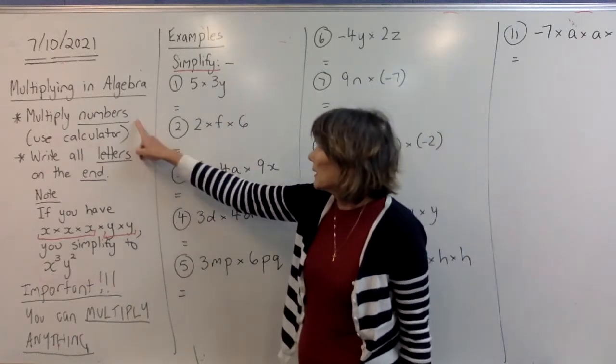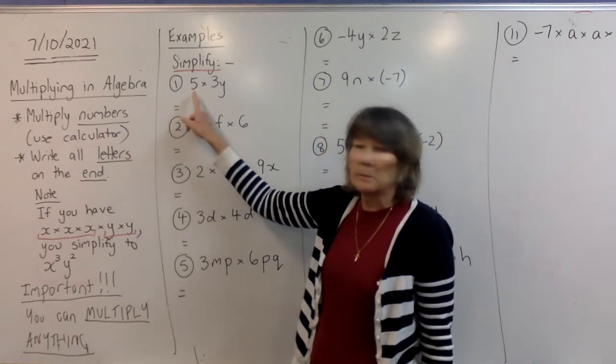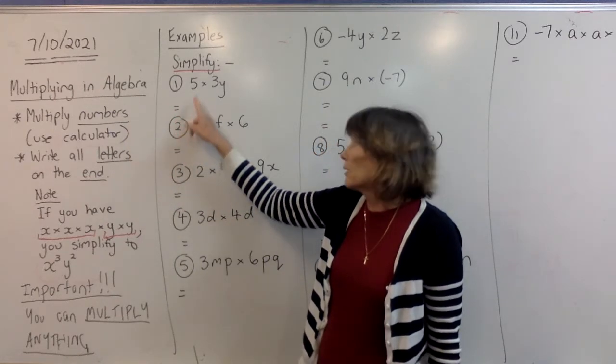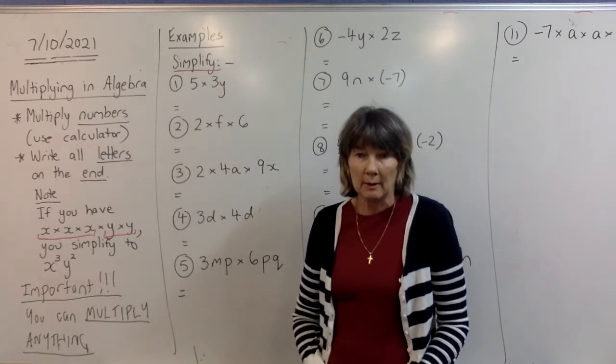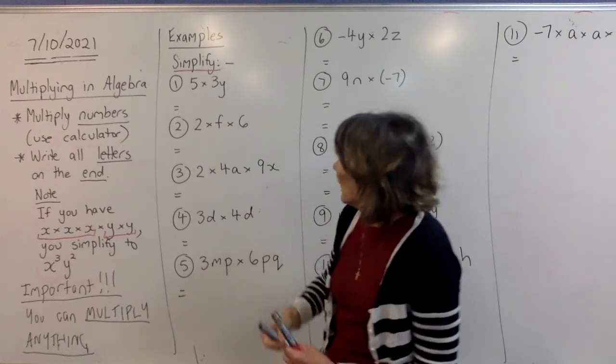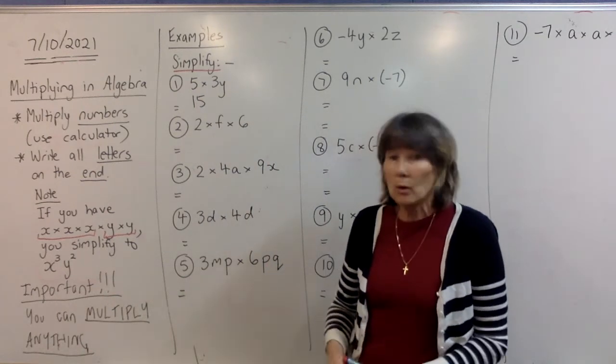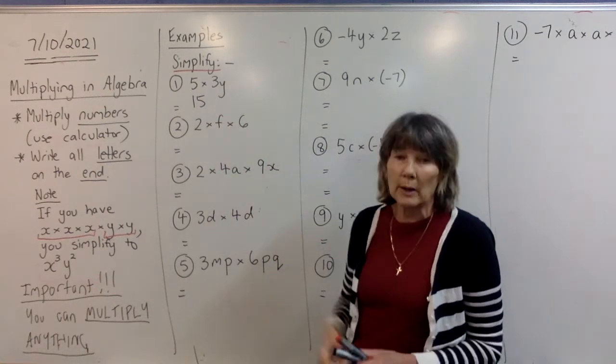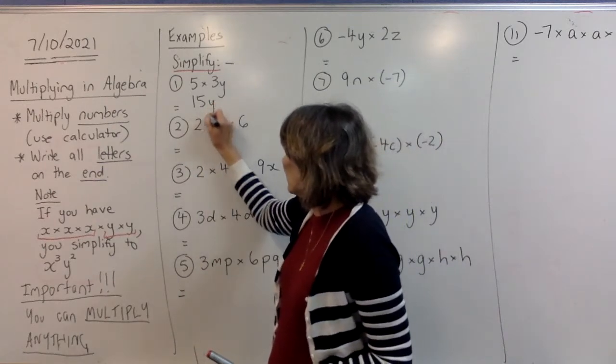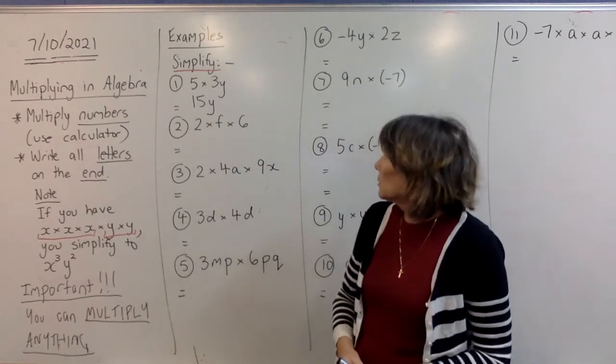Alright, so let's do what we said over here. We're going to multiply our numbers. So on your calculator you're going to do 5 times 3. And when you do that you're going to get an answer of 15, and we're going to write it down. Then we write all the letters on the end. And we've only got one letter, y, so we're going to write it on the end. That's your answer. So let's look at the next one.